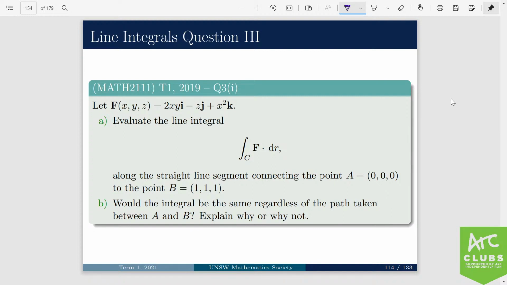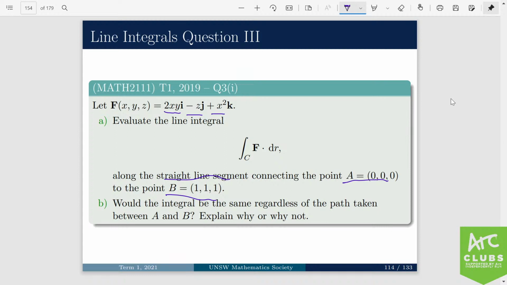Anyway, we have another example here. We have a vector field defined as 2xy in the first component, minus z in the second component, and x squared in the third component. And we need to evaluate this line integral from this point A to B through the straight line segment. Here they haven't given us the parameterization, although in this case it's not too hard to come up with ourselves.